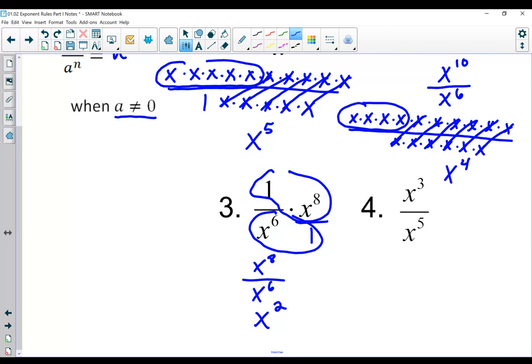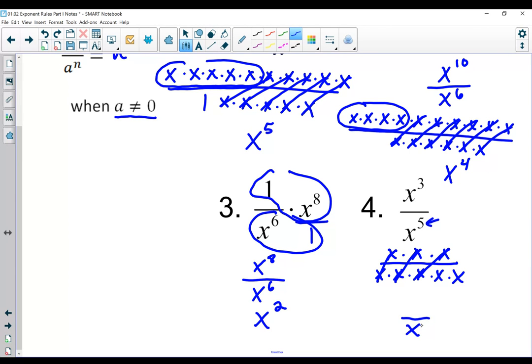I want to go ahead and write this one out. So x to the 3rd means I would have 3 factors of x. X to the 5th means I have 5 factors. And just like before, we can cross out our lowest number of factors. So that means I can cross out 3 factors. So what's different on this problem is my factors of x are not left in the numerator. They're left in the denominator. And that makes sense because 5 is bigger than 3. So when I cross out those factors that they have in common, they're going to be left in my denominator.